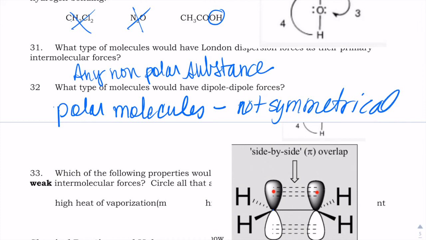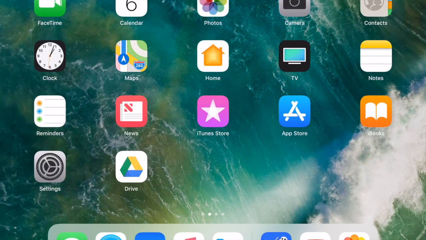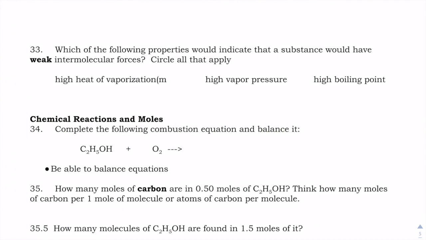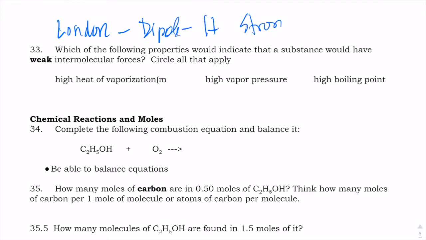All right, 33. Hold on. Question 33. Which of the following properties would indicate that a substance would have weak intermolecular forces? Weak forces means they can't hold on to each other. Now, let's review. London are the weakest, then dipole, then hydrogen. So anything that's going to be weak is going to be nonpolar.